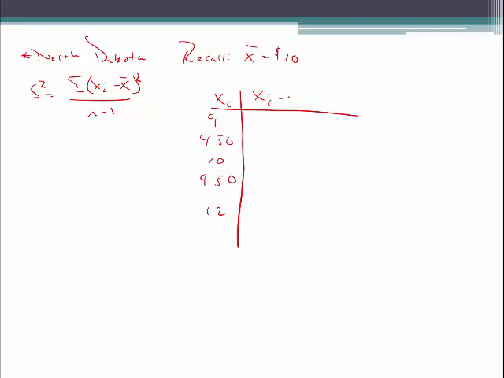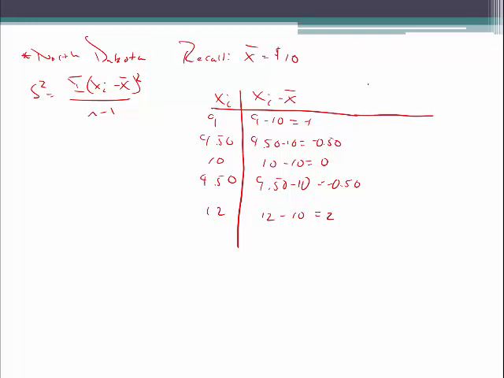So again, you're going to do x sub i minus x bar. So you're going to take each x value minus the mean. So 9 minus 10 gets me minus 1. 9.50 minus 10 gets me minus 0.50. 10 minus 10 gets me 0. Awesome. 10.50 minus 10 gets me 0.50. And then 12 minus 10 gets me 2. And again, if you were to sum these up, you'd get 0. So let's square them.